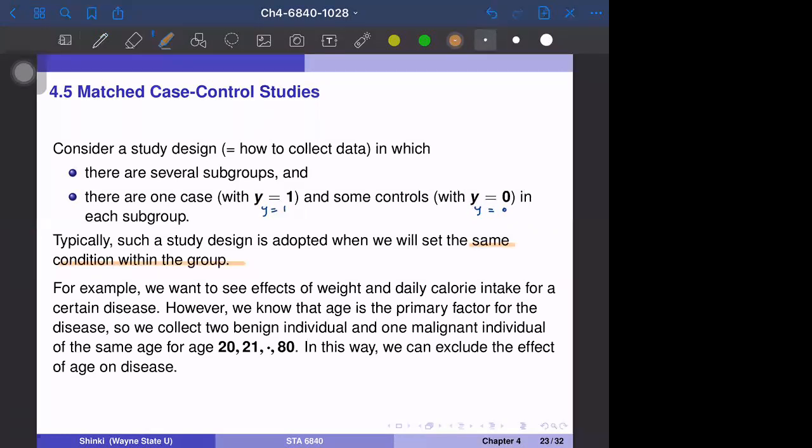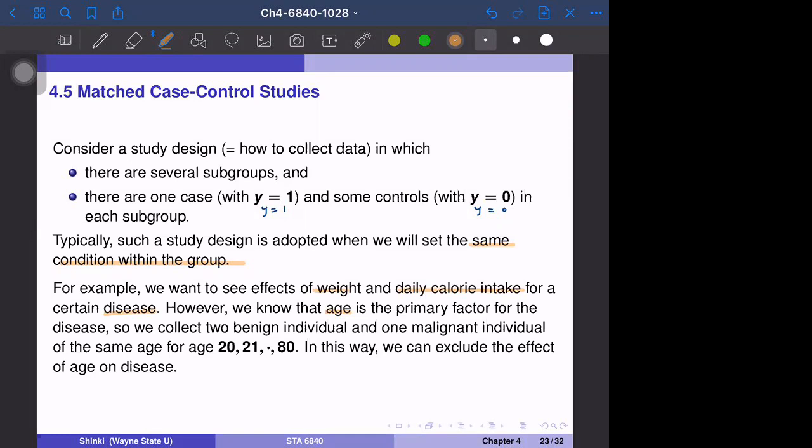Basically, we want to control some variables. For example, we want to see the effects of weight and daily calorie intake on a certain disease. But suppose that we know that age is the primary factor for the disease. So we want to collect the data so that we can exclude the effects of age.